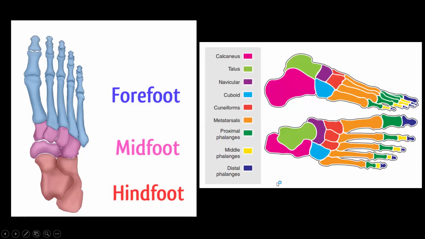These four bones articulate with the bases of the five metatarsal bones. These metatarsal bones then articulate with the respective proximal phalanges of the toes. The metatarsal and phalangeal bones form the forefoot. Midfoot is formed by the tarsal bones other than talus and calcaneus, and hindfoot is formed by talus and calcaneus. This graphic is again showing the different bones in the foot.